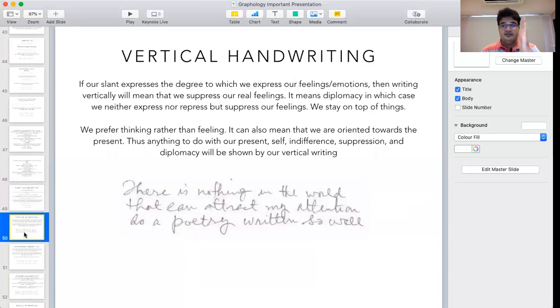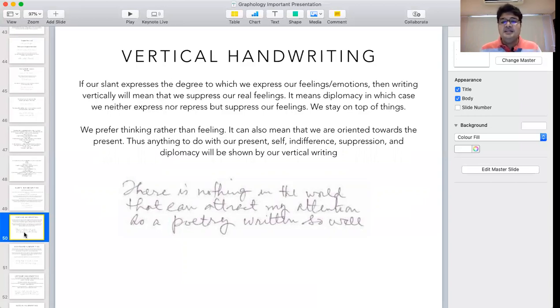Vertical handwriting, no slant. If our slant expresses the degree to which we express our feelings or emotions, then writing vertically will mean that we suppress our real feelings. We don't open up as easily. It means diplomacy, in which case we neither express nor repress, but suppress our feelings. We stay on top of things. We prefer thinking rather than feeling. It can also mean that we are oriented towards the present.